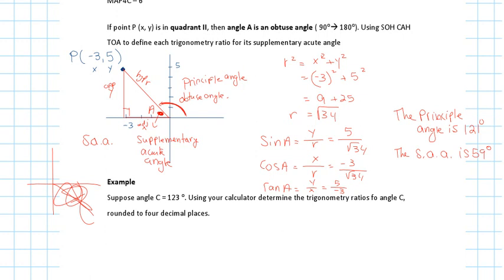I know it's confusing, and I do understand where you're coming from and what your question is. That's why I did not report it as angle A. I reported it as the principal angle and the supplementary acute angle. I never reported it as angle A. Both angles. So we started from the x, all the way down to the terminal line.